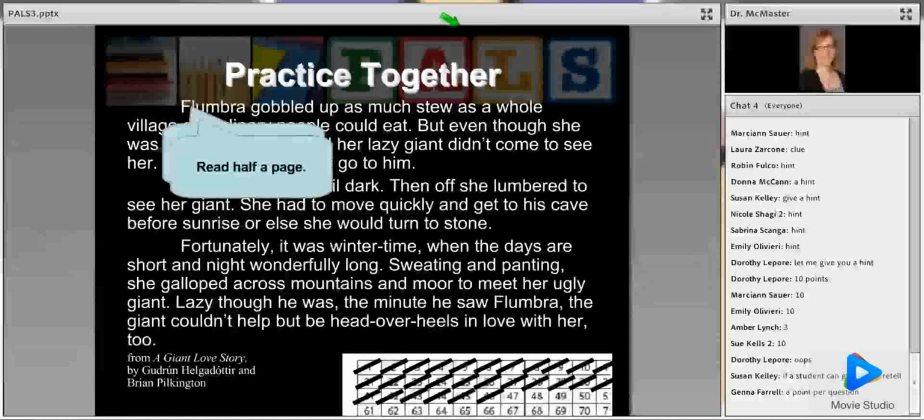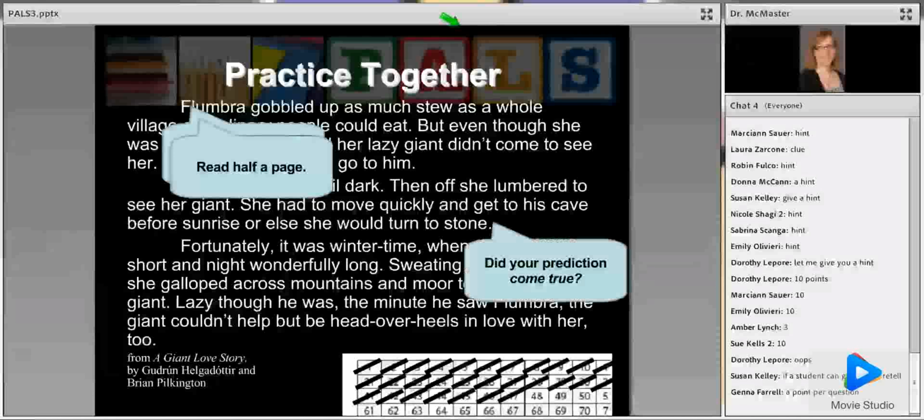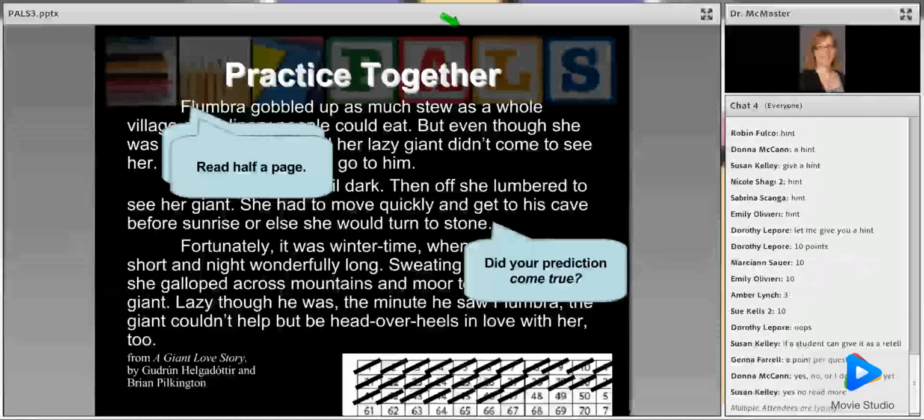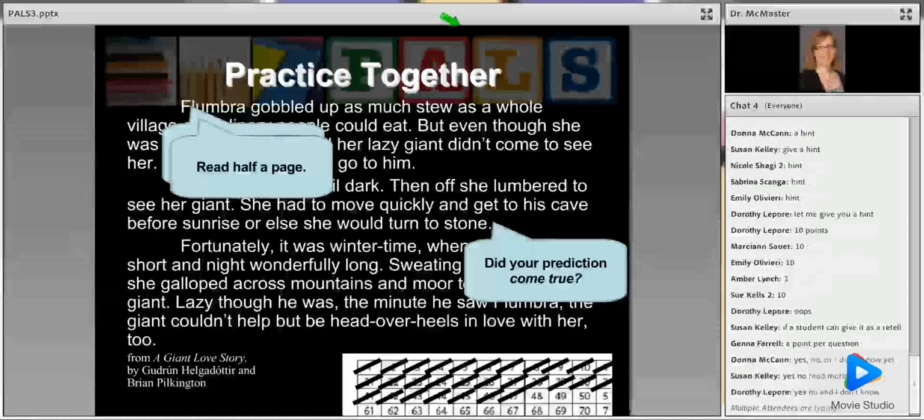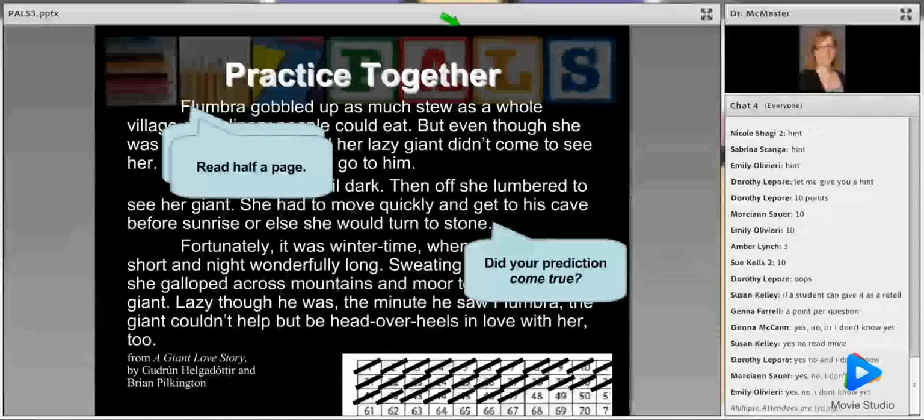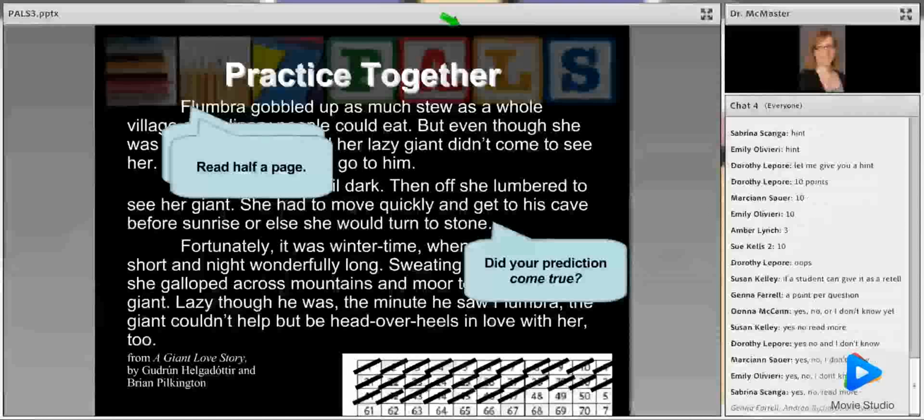So now that I read half a page, my partner would mark a point and then would ask, did your prediction come true? Now, what are the 3 things I could say? You can type in, what can I say in response to that question? People are typing. Yep. So yes, no, or I don't know yet. Yep, I need to read more.